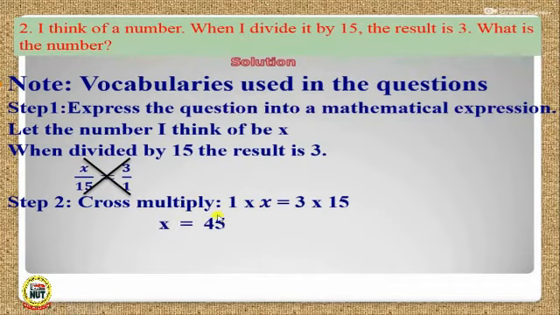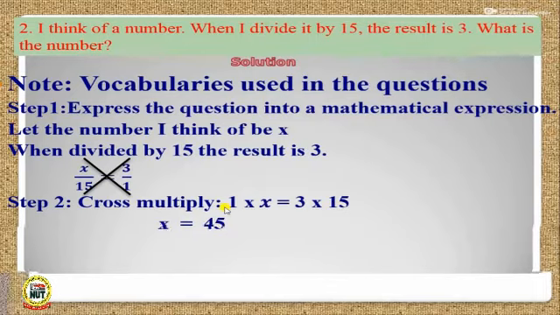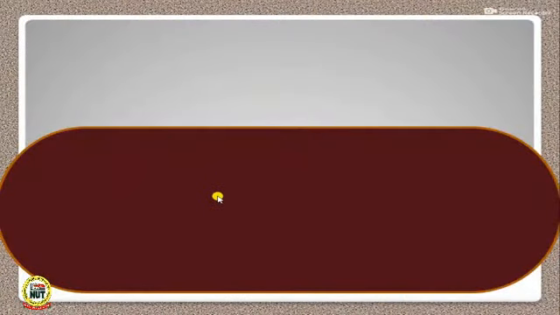So 1 times x is equal to what? x. Then 3 times 15 gives us 45. Therefore, x is equal to 45.